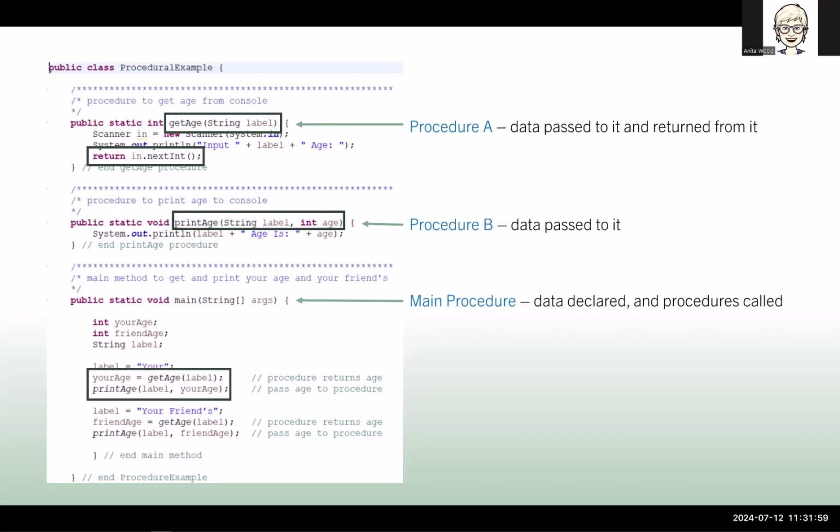Because the data is declared in the main procedure, the getAge and printAge procedures must have the age variables passed to them as arguments. Also, the getAge procedure must return to the main procedure the age that was typed in so it can be appropriately stored in the associated variable in main.